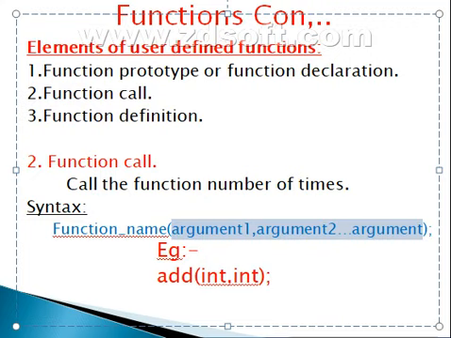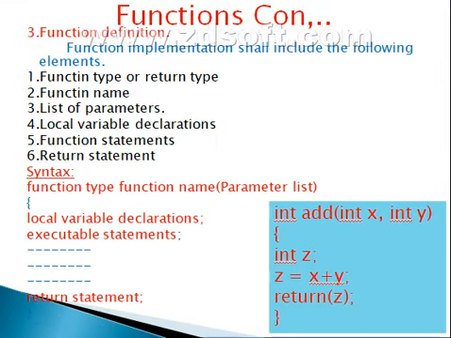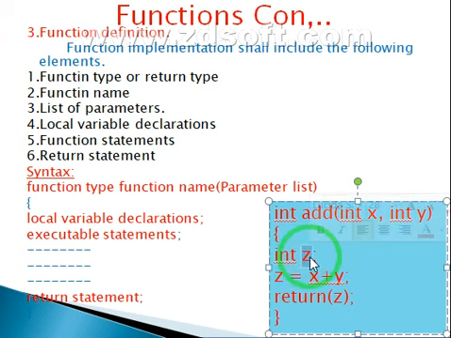Okay. Then the third element, function definition. In the function definition there is a list of elements. First one is the function type and return value, second one is the function name, then the list of parameters, then local variable declaration, function statement, return statement. So you can see this is the list of arguments we received and the return value is the integer, return z. Z is the addition of x plus y, integer z. We are declaring this particular integer value z here.